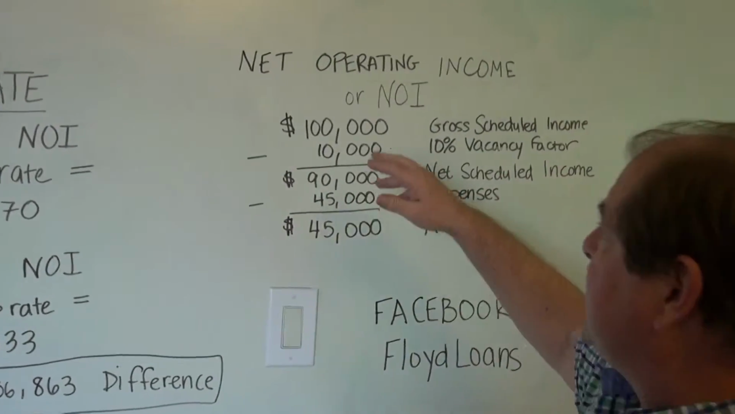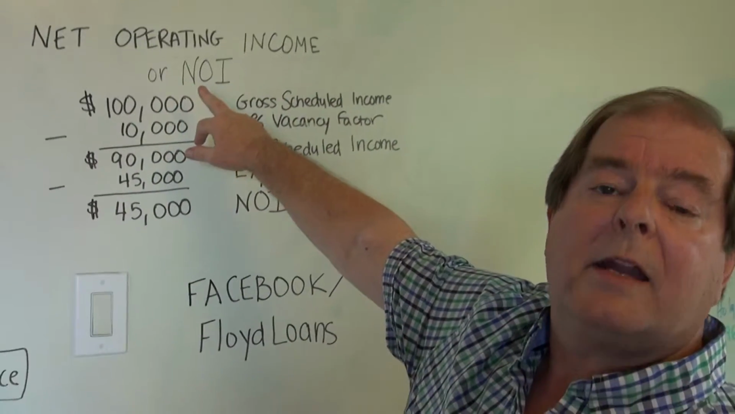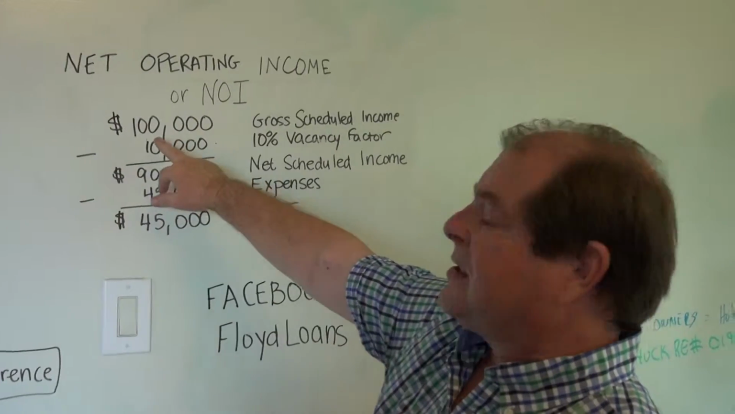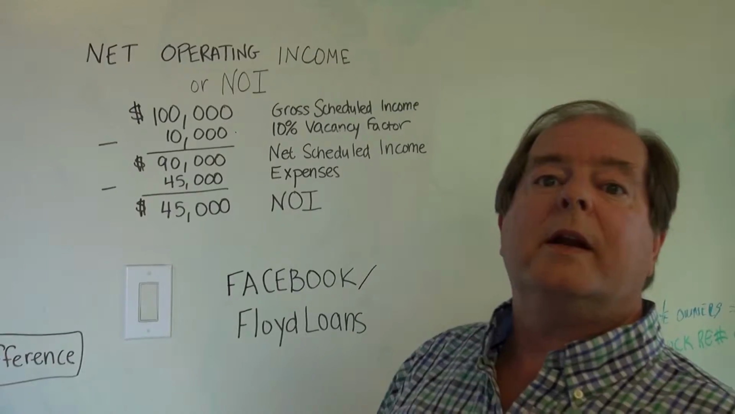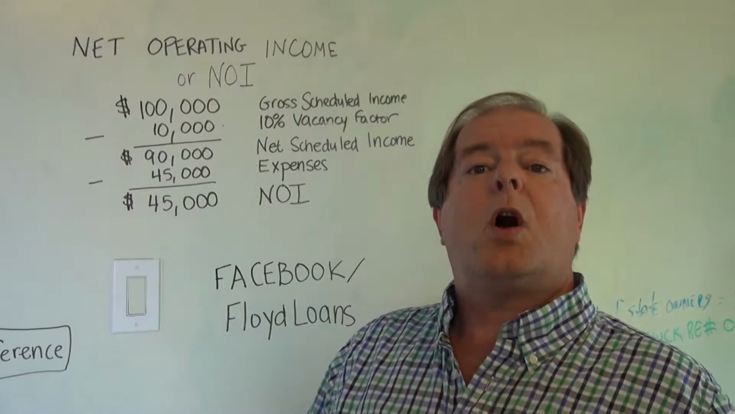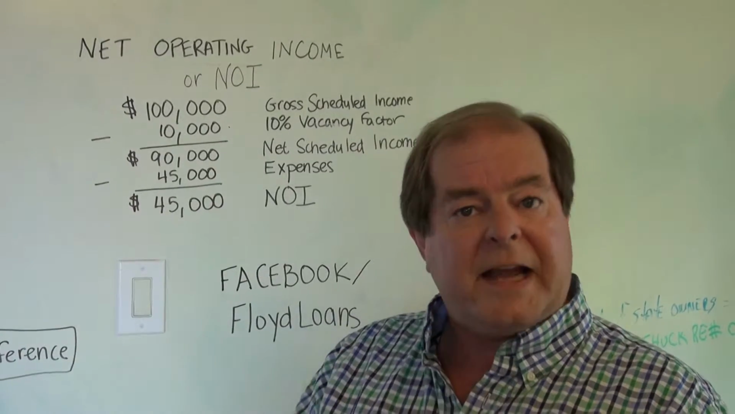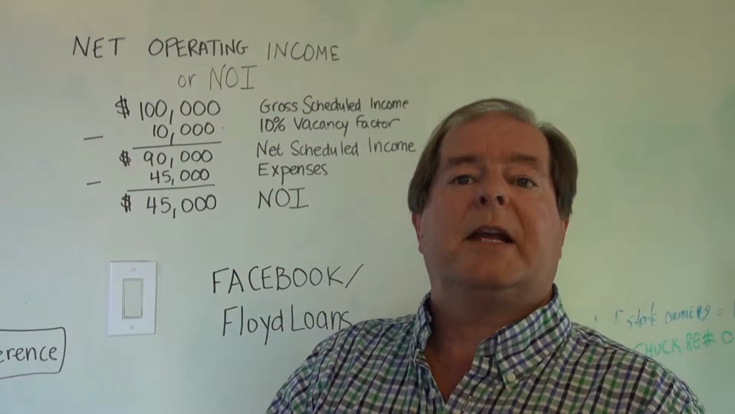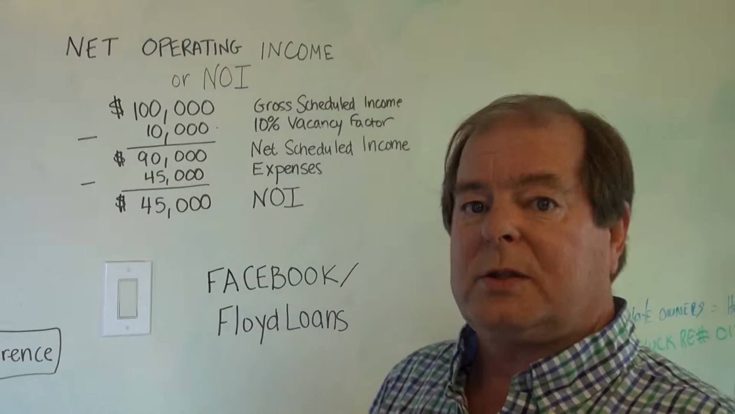And over here we have an example of that. We have a net operating income, or the NOI. NOI is a slang term for net operating income. An example here is $100,000. That is our gross scheduled income. What is the gross scheduled income? That is all the income from the property that you can bring in by rents, vending machines, laundry, any type of other income that can come in as if everybody paid you all the money. That's the gross scheduled income.